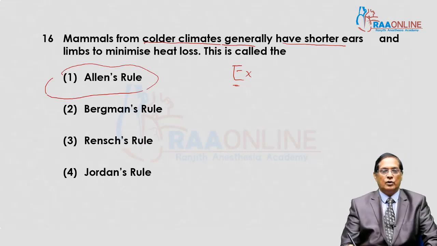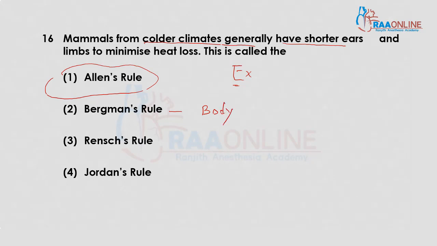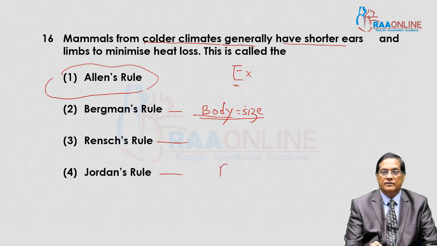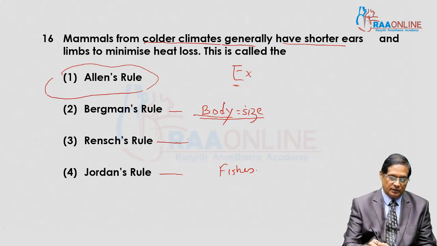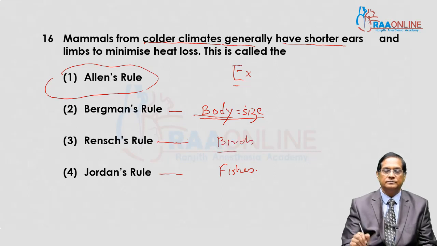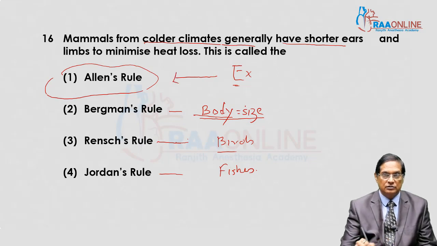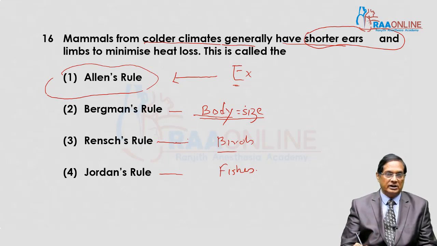Allen's rule is applicable for body extremity, whereas for entire body size in different environmental conditions, Bergmann's rule is applicable, and Jordan's rule is applicable for fishes. For birds, Rensch's rule. And the body extremities rule is Allen's rule. So this rule is actually concerned with the body extremities, and in NCERT only this rule is mentioned, that is Allen's rule.